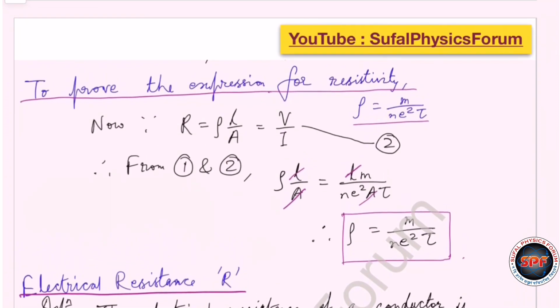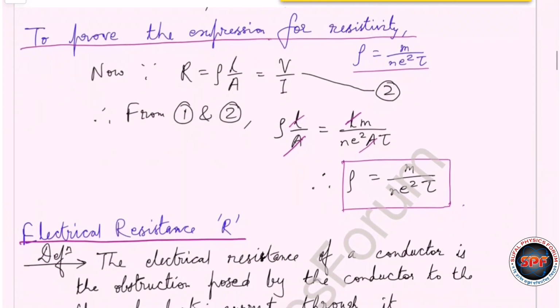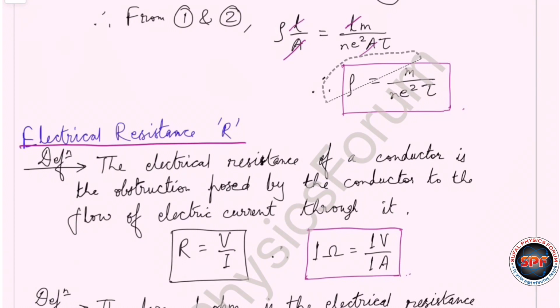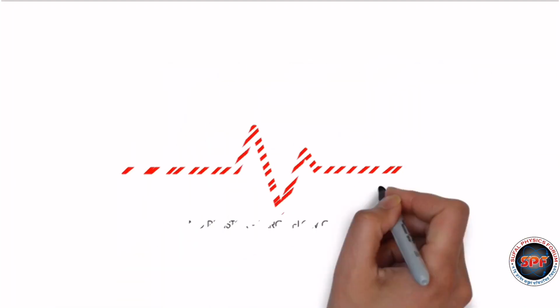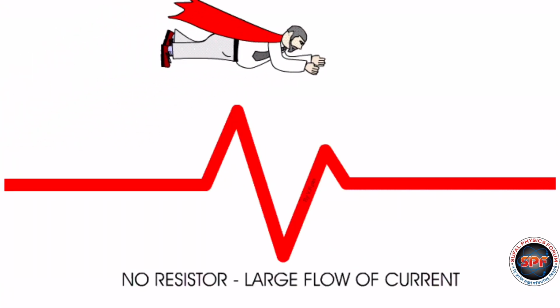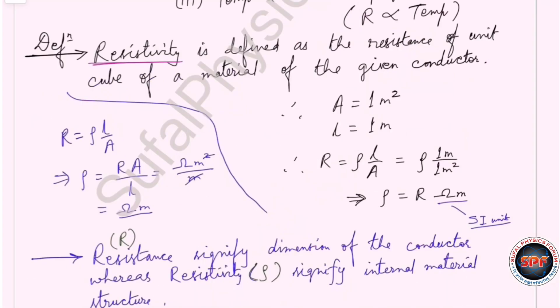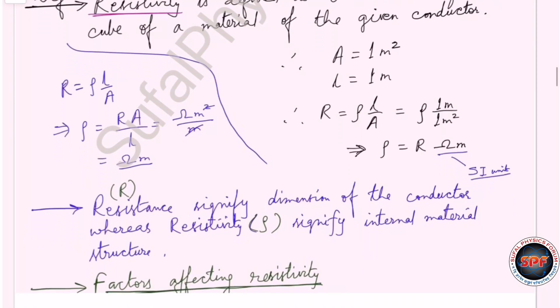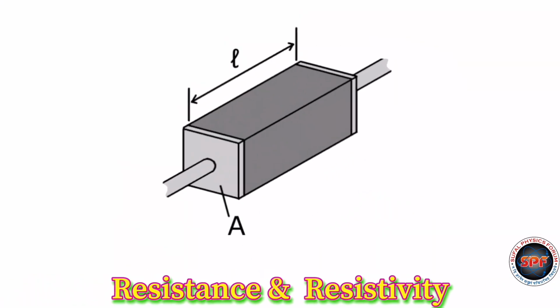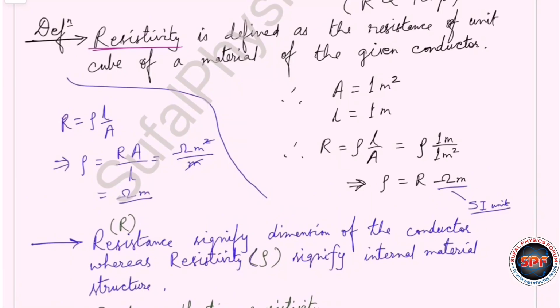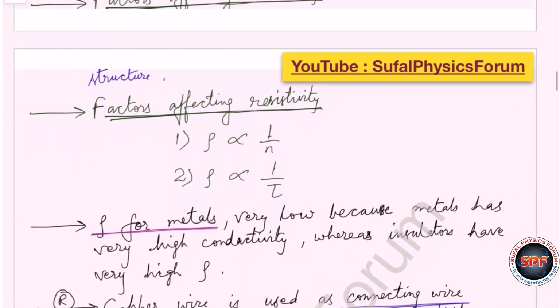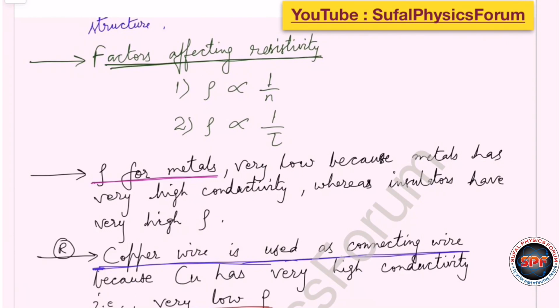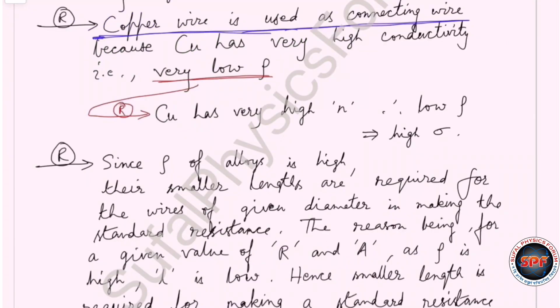Then thereafter, the extension of this derivation was to prove the expression for resistivity. Equating these two, we obtain rho, which signifies, of course, the internal material structure. Resistivity could also be defined as the resistance of a unit cube. Very important facts, which are very frequently asked in all the exams.